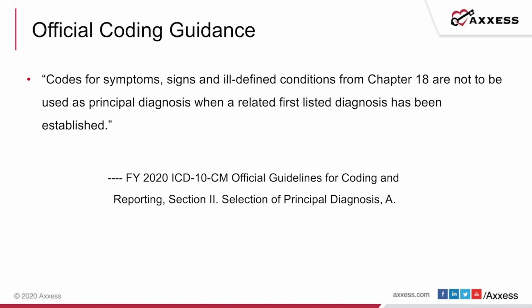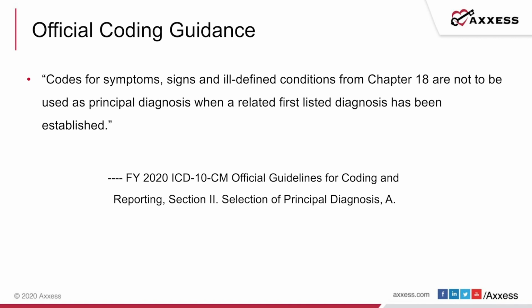This particular quote comes from the official guidelines for coding and reporting, section 2, when it talks about selecting that principal diagnosis. Again, that primary diagnosis or principal diagnosis is the one that's going to put the patient in the right group clinically. And it tells us here, codes for symptoms, signs, and ill-defined conditions from Chapter 18 are not to be used as a principal diagnosis when a related first listed diagnosis has been established. So basically what they're telling you with this rule is we should not use a symptom code when we have an underlying diagnosis that's already been established.